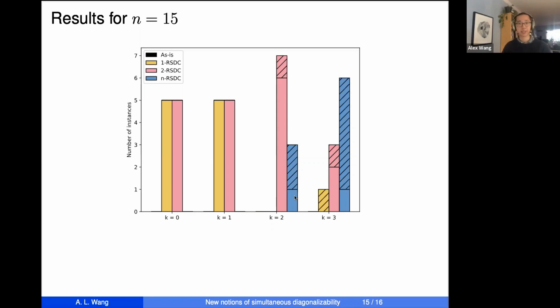Then there were an additional 3 instances for which none of the algorithms managed to terminate before the 10 minutes of allotted time. Of those 3 instances, 1 was solved to the best value with the 2RSDC algorithm, and 2 more were solved to the best value with the n-RSDC algorithm. When we get to k equals 3, most of the instances were not solved within the 10 minutes, but of those, the n-RSDC algorithm seems to perform the best if we're just looking at which algorithm returns the best objective value.